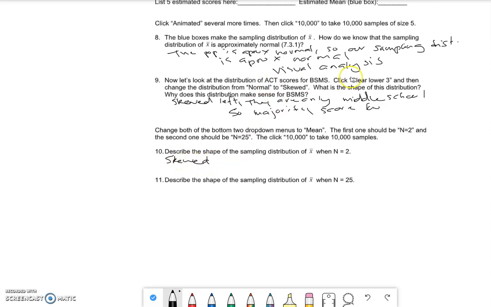Oh my god, did I say skewed left earlier? This is why I need you guys in class with me, because otherwise I don't think before I speak. Okay, skewed right, because I put my right hand down to squash it over there. So it is skewed right, not as much as the population.